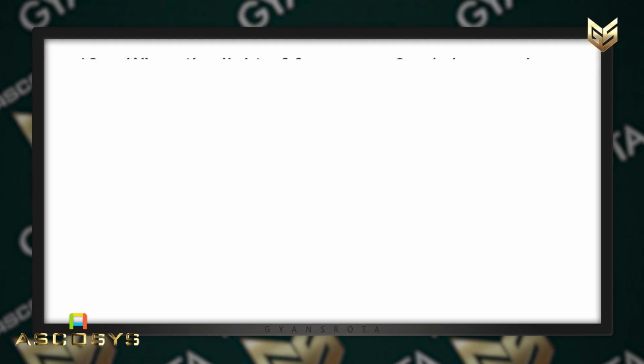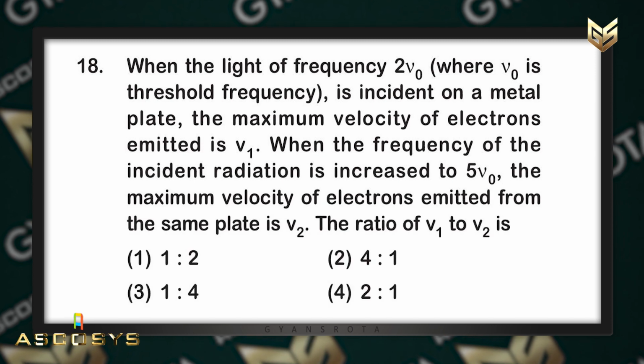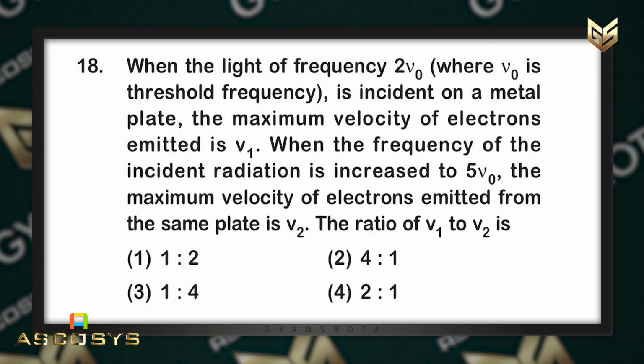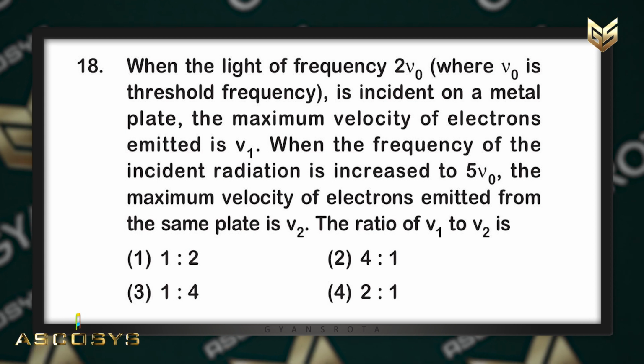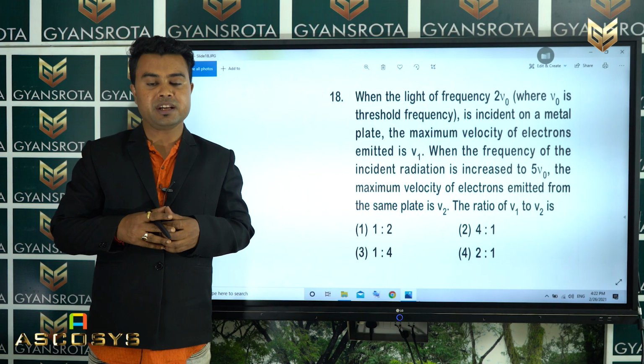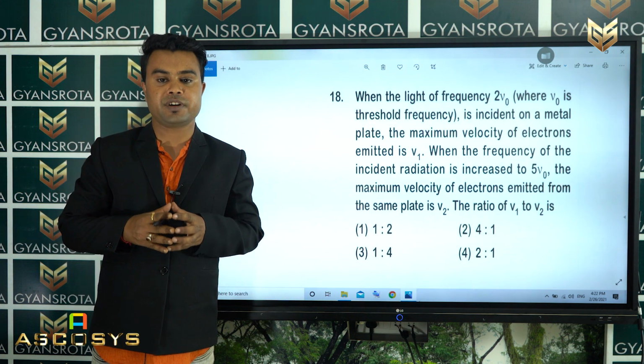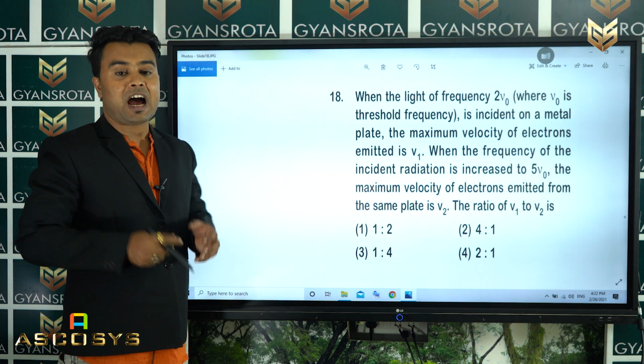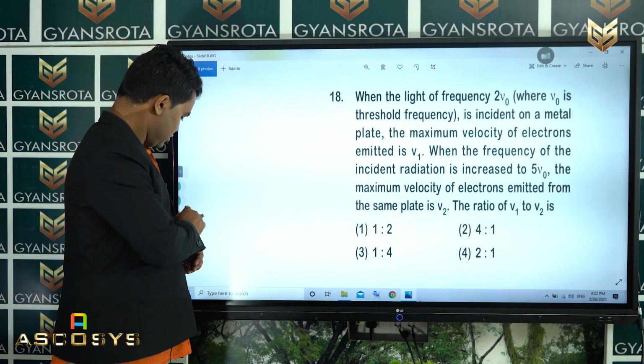Question number 18 says, when light of frequency 2 mu naught, where mu naught is the threshold frequency, is incident on a metal plate, the maximum velocity of the emitted electron is v1. When the frequency of the incident radiation is increased to 5 mu naught, the maximum velocity of the electron emitted from the same plate is v2. Now what is the ratio of v1 to v2? Now this is a question from dual nature of radiation and matter, where you have to use Einstein's photoelectric equation.